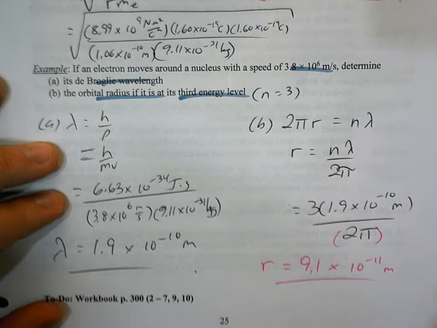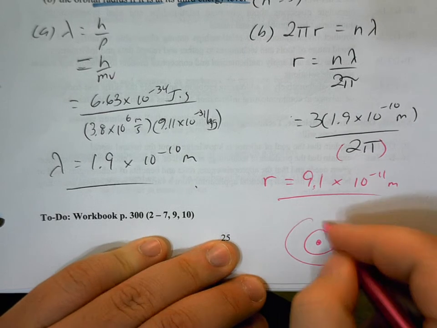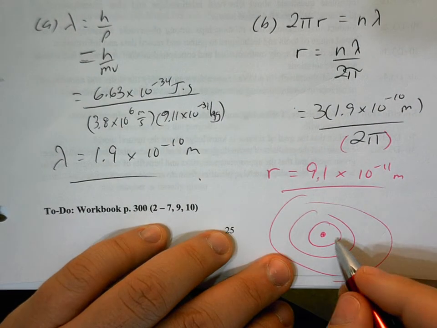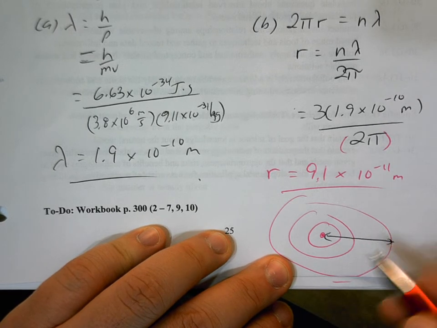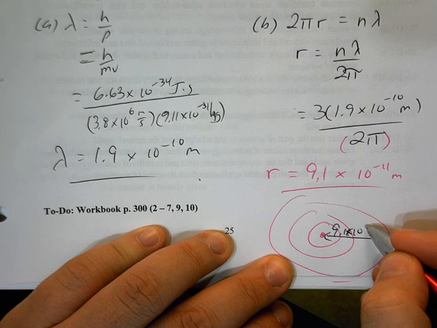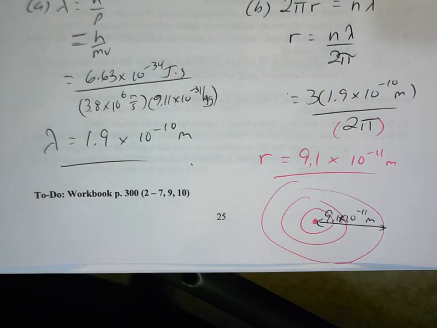So basically what this is saying for our nucleus, if I have my first energy level, my second, my third, don't mind my very poor drawings, is that the electron in this third orbit is at a distance from the nucleus of about 9.1 times 10 to the minus 11 meters. And that pretty much wraps that up for de Broglie and the quantum model.